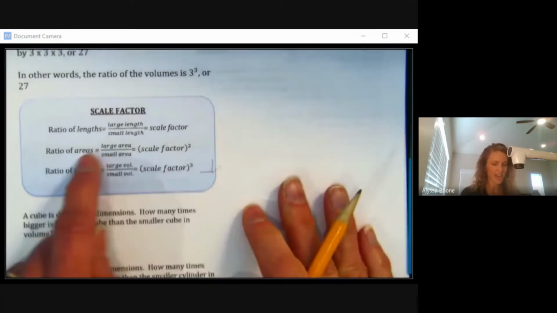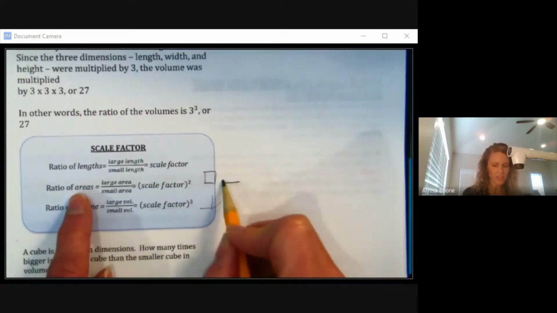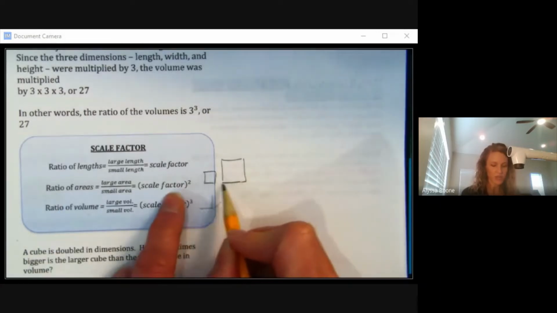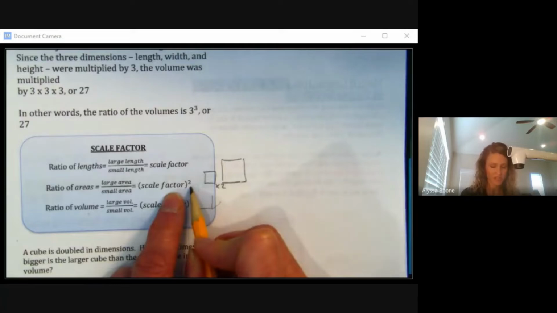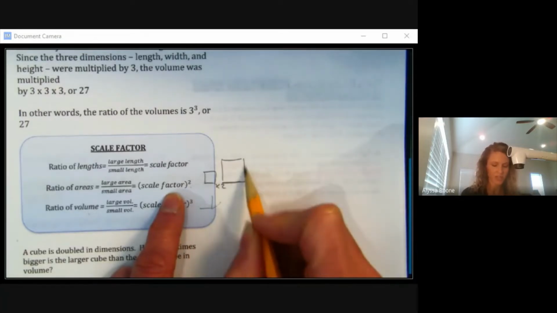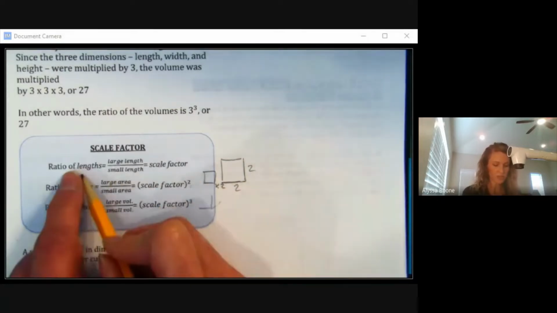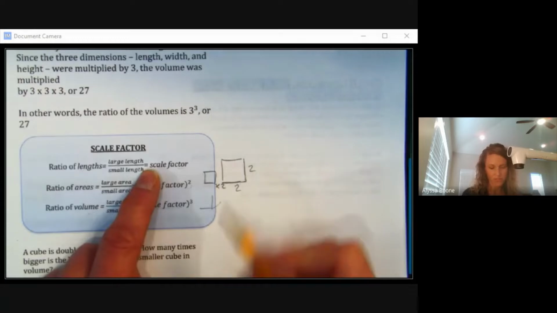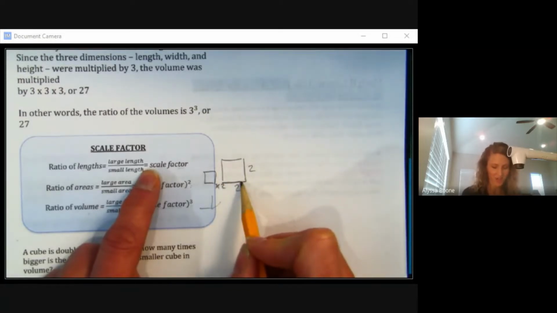If you were talking area, just a flat object, if you doubled your flat object, twice as high and twice as wide, you would take your scale factor times 2 and you would square it because there's only a length and a width, times 2 times 2. So you would square it. If you were just comparing the lengths, it'd be the same as the scale factor. So if we times it by 2, it's just twice as long.